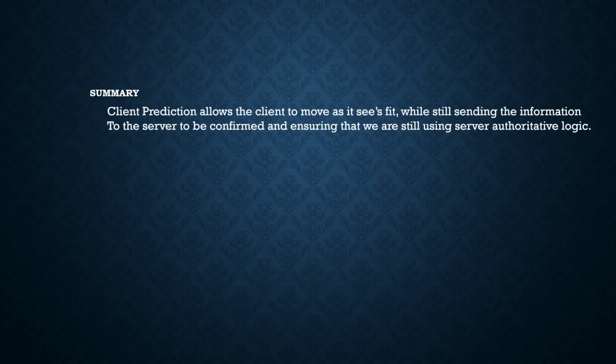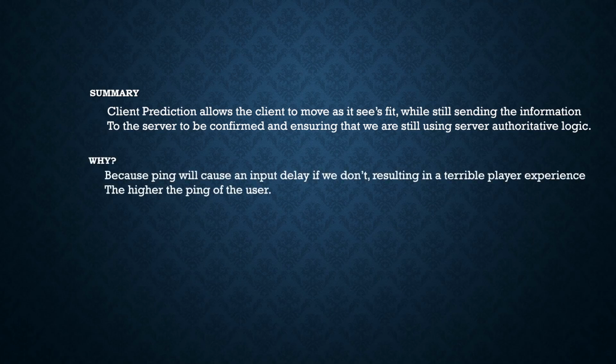So as a quick summary, client prediction allows the client to move as it sees fit, while still sending the information to the server to be confirmed, and ensuring that we're still able to use server authoritative logic. Why do we want to do this? Well, because ping will cause an input delay, and if we don't account for this, it would result in a terrible player experience, and the higher ping the user, the much worse the experience will be. We want to mitigate that as much as we possibly can.